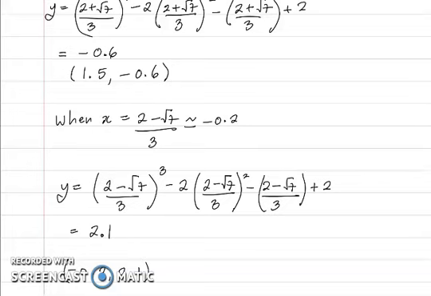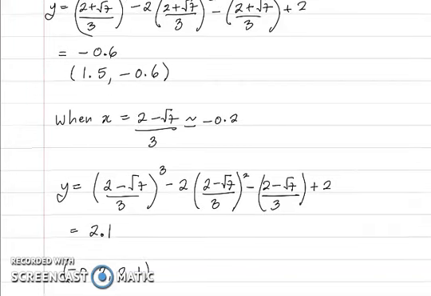Because if it's a positive x cube graph, it means that the graph is going to rise on the right and fall on the left. So I'm not going to bother classifying the turning points. I'm just going to go straight into sketching the graph.